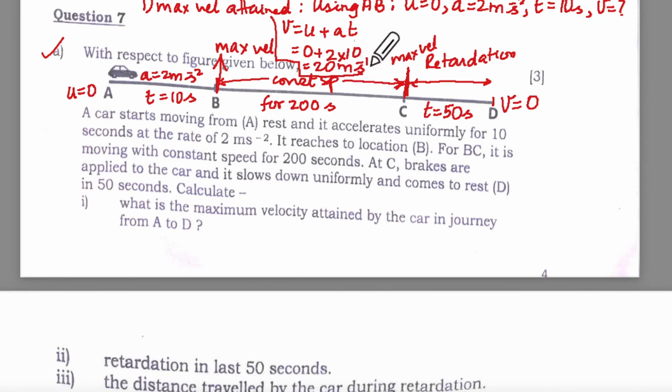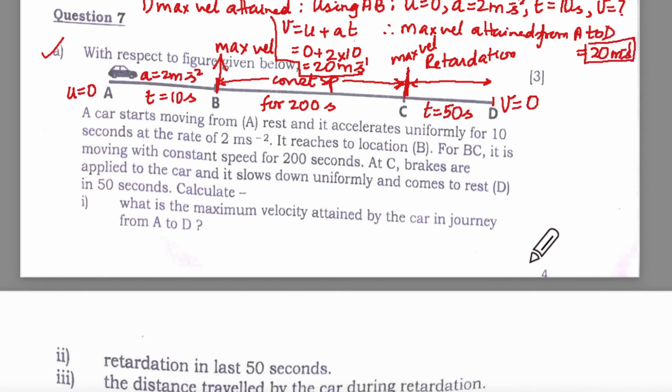What will you write after this? Therefore max velocity attained from A to D equals how much? 20 meter per second, and put that in a box. Got that? That is your answer 1. Done that? Yes, ma'am.